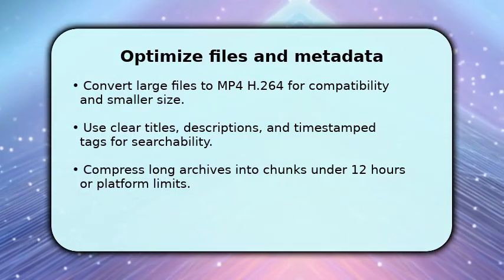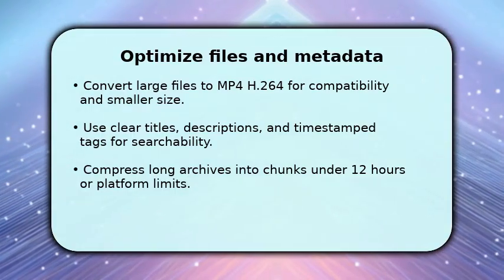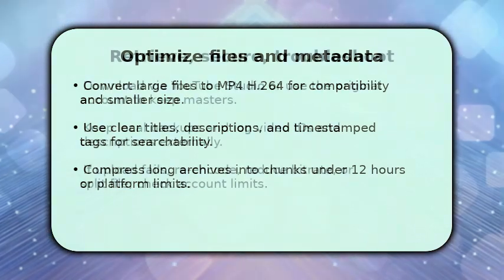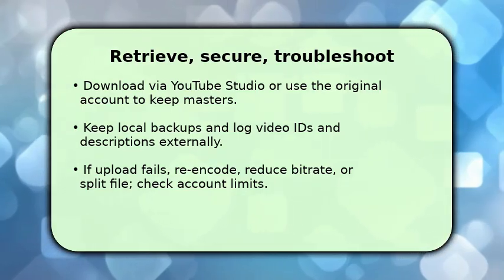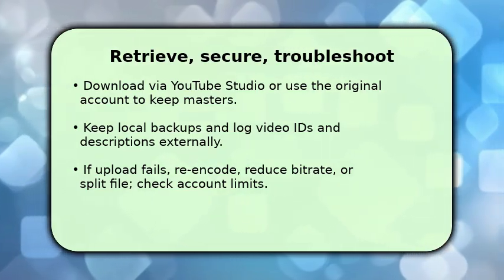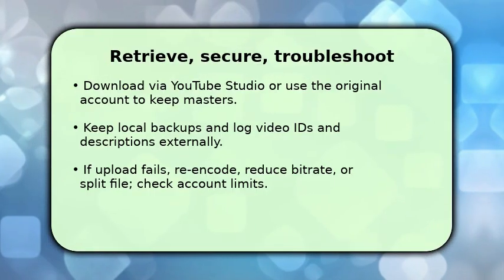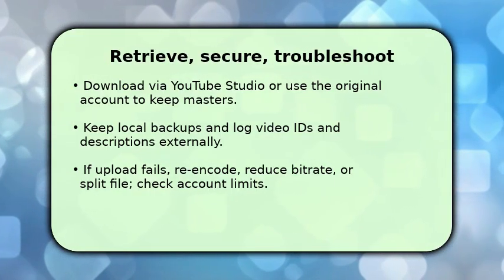To retrieve files, go to YouTube Studio, locate the video, and use the download option for your own uploads. Keep original masters offline whenever possible. Once done, record each video ID and a short description in a separate index file so retrieval is fast.